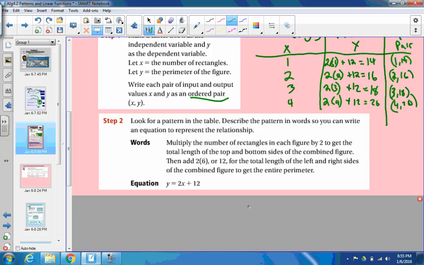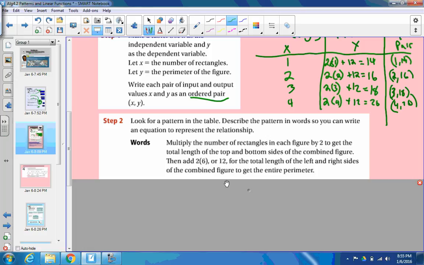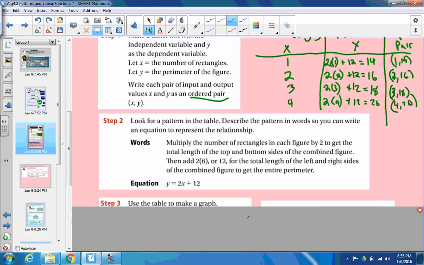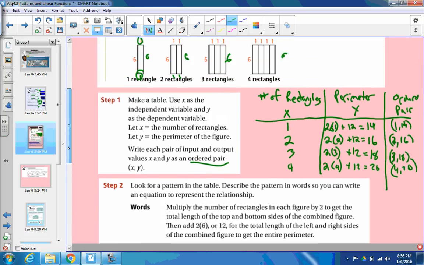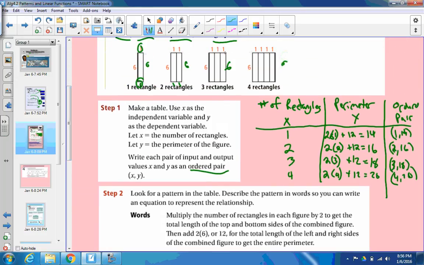Now, if we're putting it into words, it says, look for the pattern in the table, describe the pattern in words so you can write an equation to represent the relationship. So in words, we're multiplying the number of rectangles in each figure by 2 to get the total top length and the bottom length. So that's what we did. The total top and bottom is just 2 times however many rectangles there are.